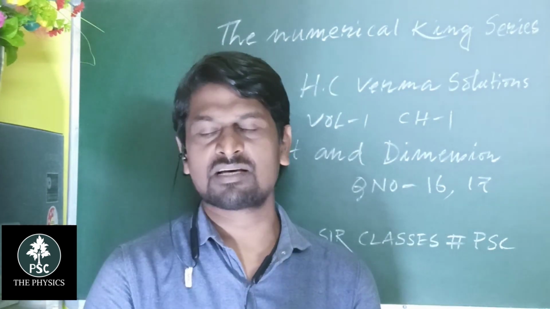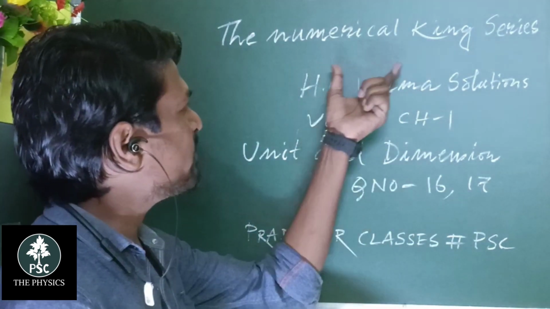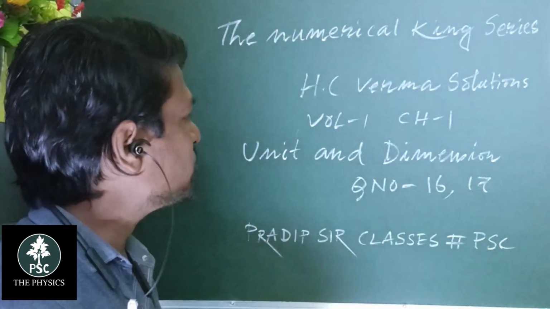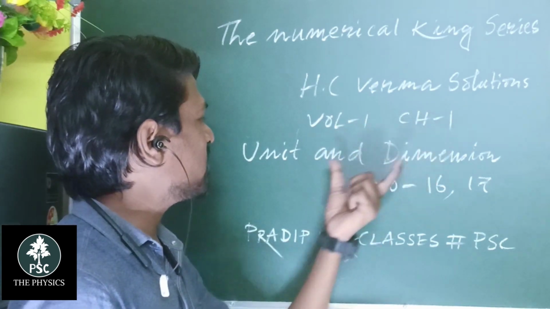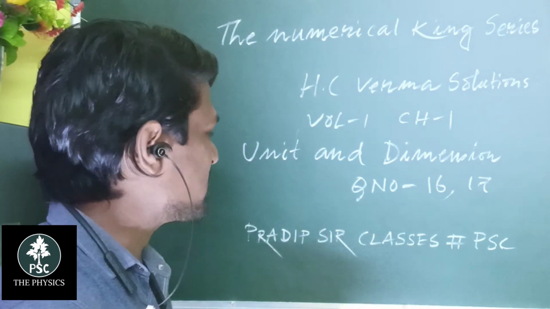So all the numericals are very deep concepts, and this is the Numerical King series, AC Verma solutions, Volume 1, Chapter 1, Units and Dimensions, and questions number 16 and 17.